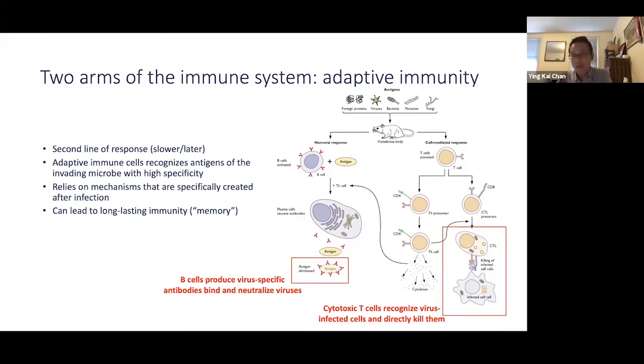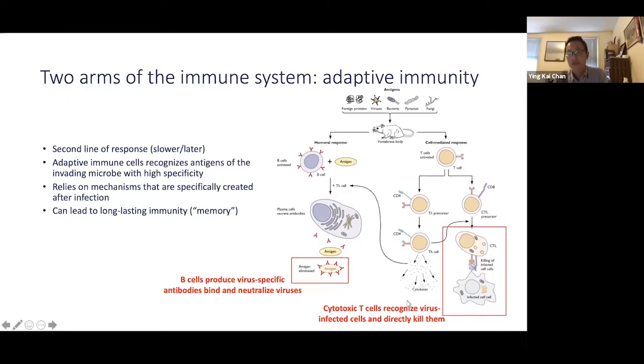This adaptive immune system is further split into two arms, the humoral arm and the cellular arm. The humoral arm is when a B cell produces and secretes antibodies. These antibodies can bind and neutralize viruses, not allow them to enter a cell, or they can mark the microbe for destruction.